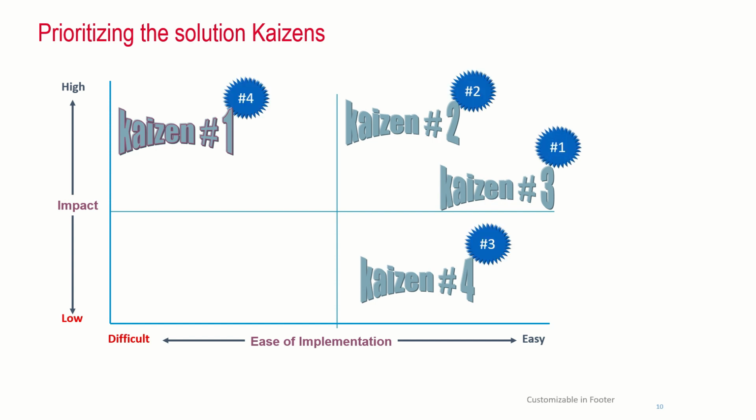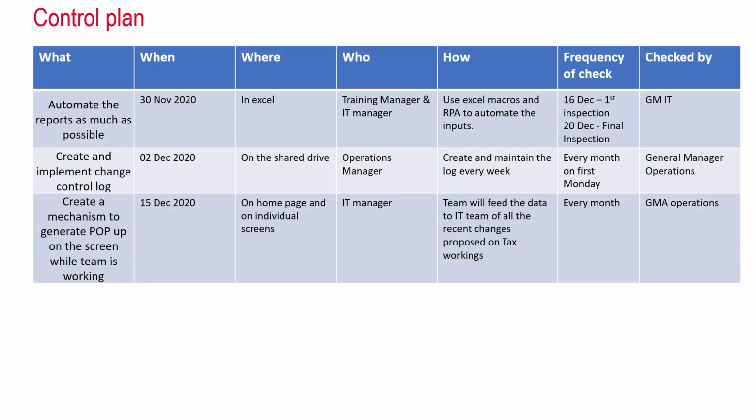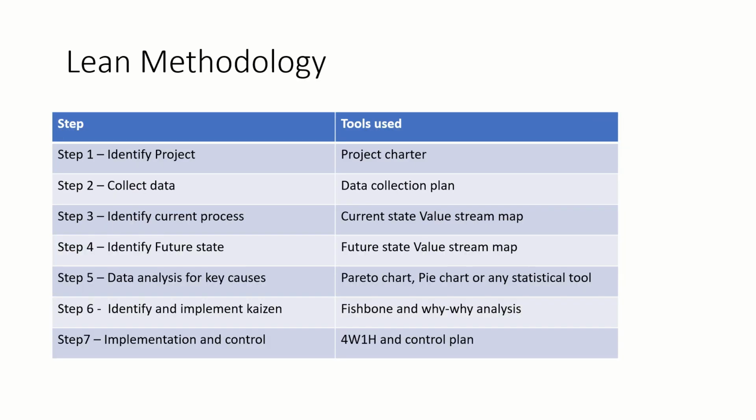After prioritizing the Kaizens, the last thing is to implement these Kaizens and control the improved state. So the team has to create what is to be implemented, when, where, who, how. Then whatever has been decided by the group has to be checked by some senior person on a particular frequency. So this overall creates a control on the process. So friends, I hope you understood how these lean tools are to be used during a lean project.